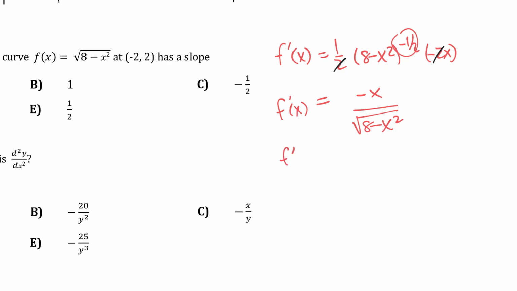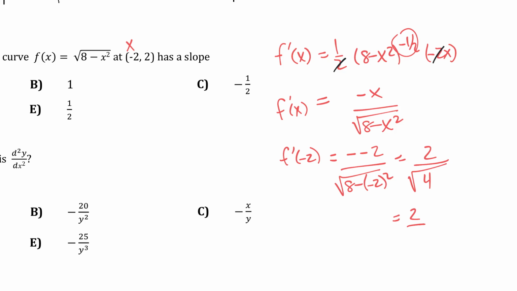So f prime of negative 2, that's all we need, equals negative 2 over the square root of 8 minus negative 2 squared. So that's 2 over the square root of 8 minus 4, which is 4, which is 2 over 2. Ooh, that's just 1. Wow, all that work for just 1, the number 1, huh?